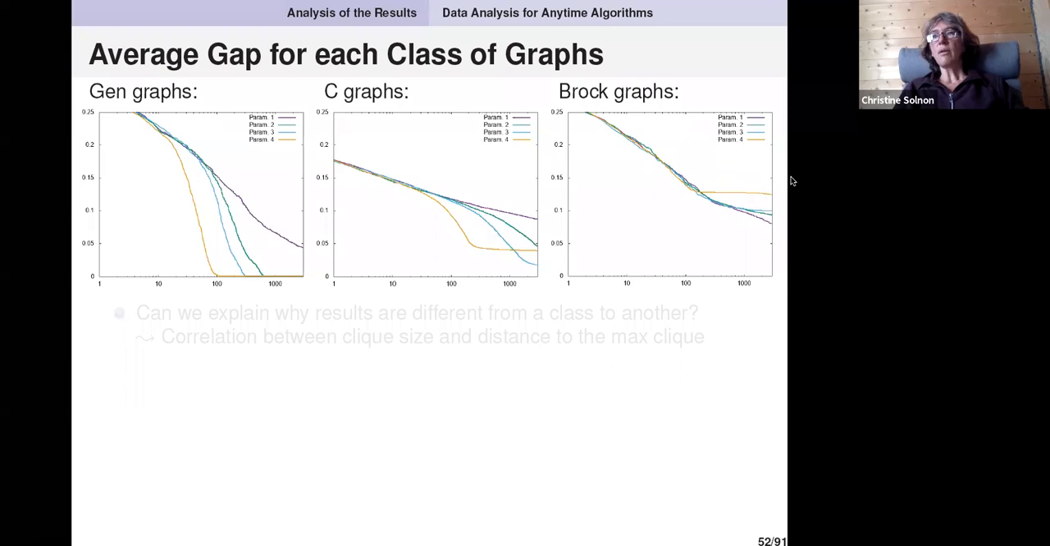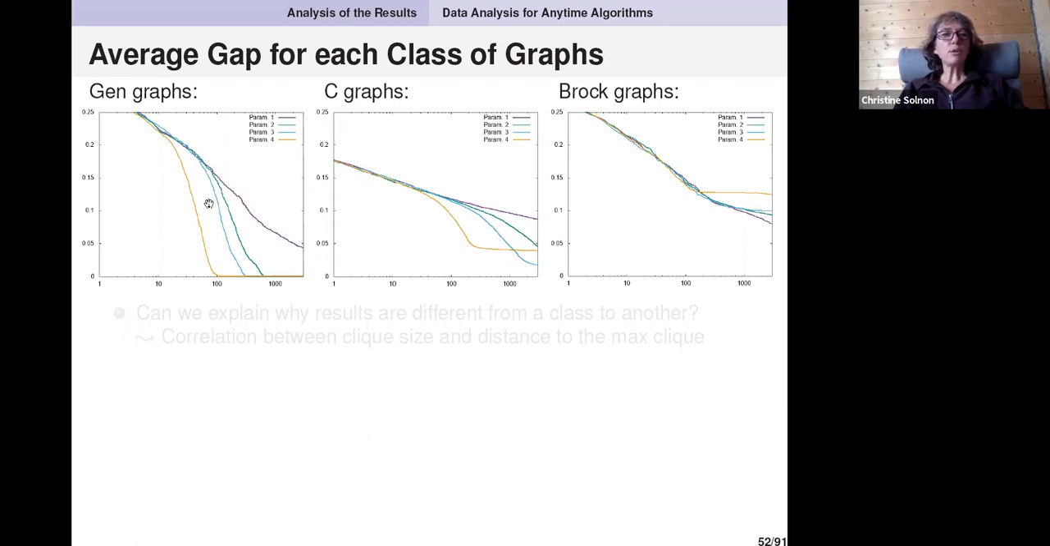On this class, which is very strange, the best parameter setting is parameter 1, which I can actually confess now is random search, the purple parameter. Of course, I expect my algorithm to do better than random search, and this is the case for the gen and the C graphs. Parameter 4 has a very intensive search, whereas parameter 2 is a very diversified search.